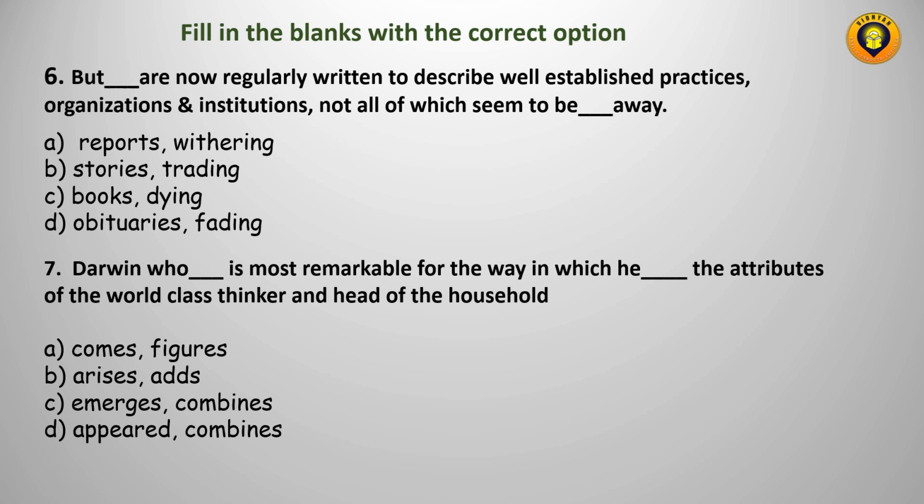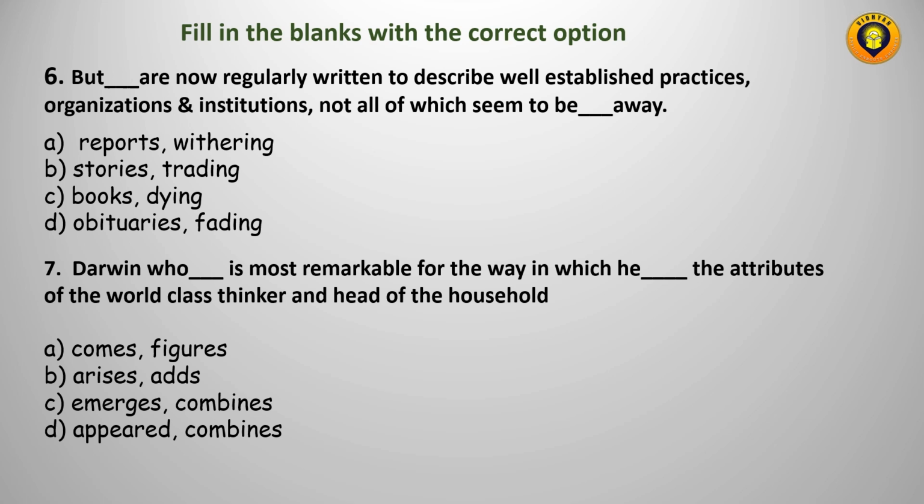Next is but dash are now regularly written to describe well-established practices, organizations and institutions, not all of which seem to be dash away. We have been given four options to fill these blanks: reports, withering; stories, trading; books, dying; and obituaries, fading. Now which to choose? Now here notice one thing.